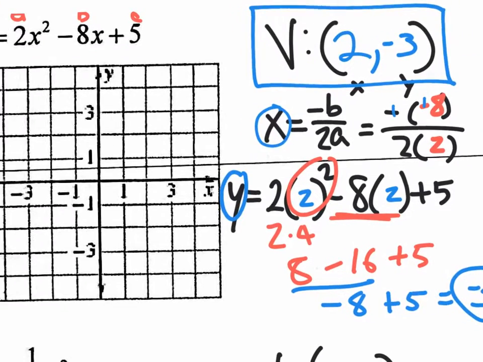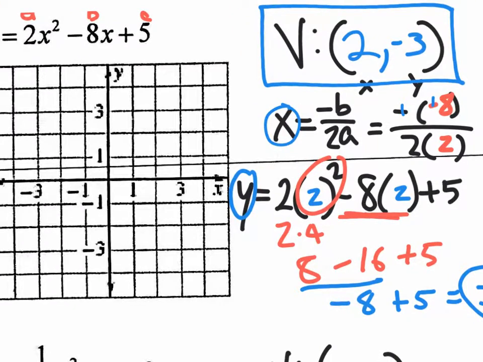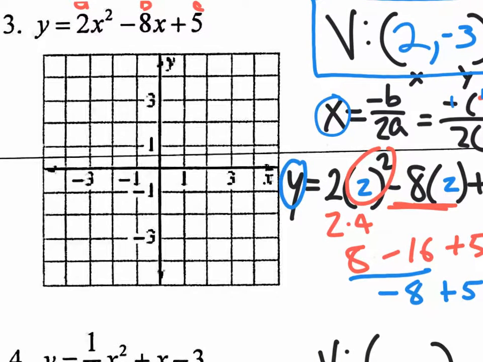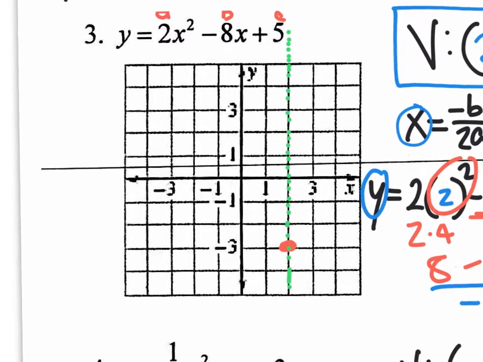So let's actually graph that vertex, the most important point of this parabola, 2 comma negative 3. So let me go 2 on the x, negative 3 on the y. This is my point, my vertex. Through that vertex exists the axis of symmetry. I want to draw a dotted line right here in green, just to show that reflection line. That's called the axis of symmetry. And now we already know that that's the axis of symmetry. We just need more coordinates. How do I find more coordinates?